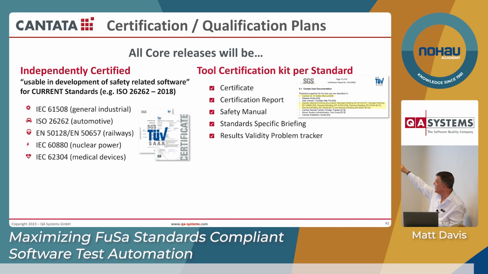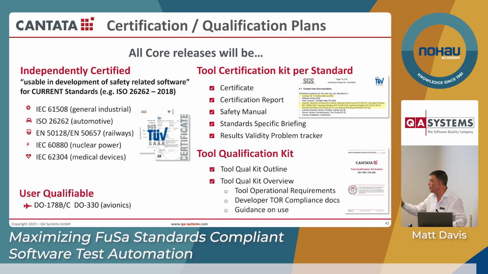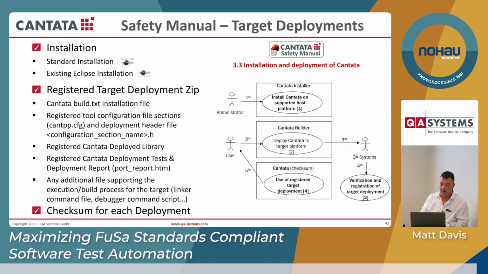The other thing, just to point out, is that they don't just look at our product and our processes and how we develop and maintain our software and support it. They also look at these documents. So our safety manual and standard-specific guidance is reviewed by them to say this is correct. The qual kit is available for avionics. You don't need to worry about it.